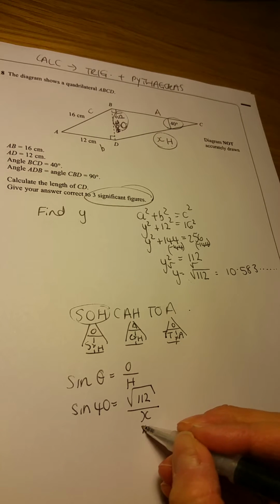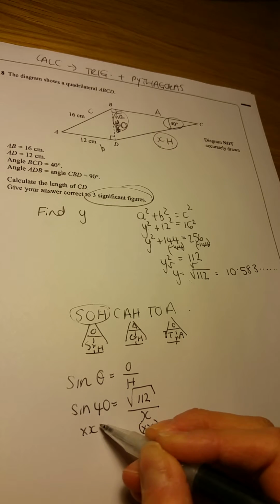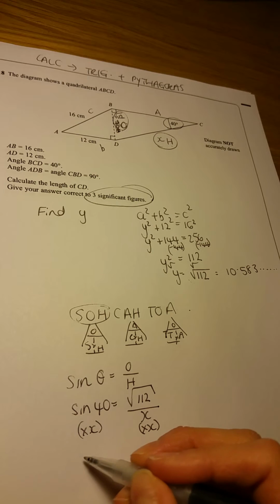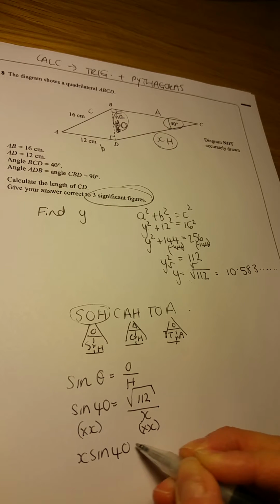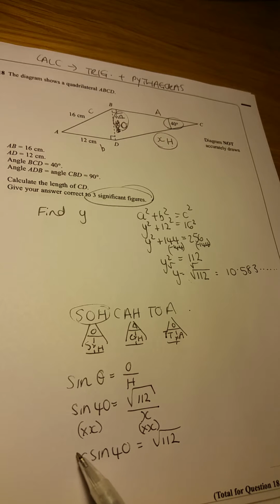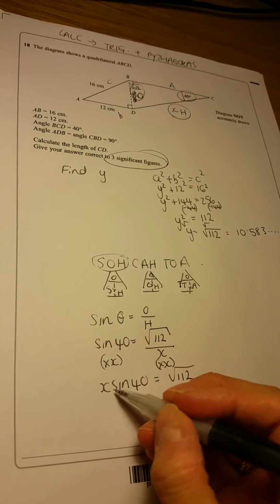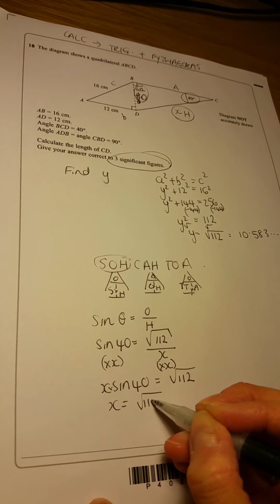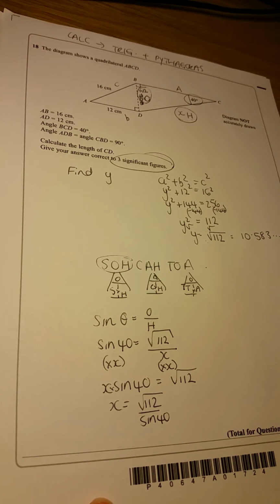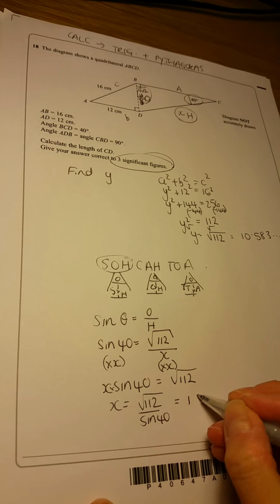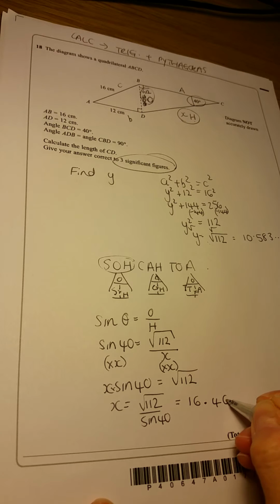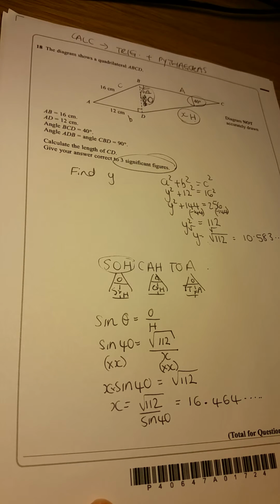I just want x. So, if you're doing this the long way, and I'll show you a quick way in a minute, so that is not an over x, you times both sides by x first. So now you get this. Now the thing that you're trying to find is at the top of a fraction. So I've got x sine 40 is root 112. So now, to find out what my x is, I do root 112 over sine 40. So root 112 is there already. I deleted it. Divided by sine 40, and I get 16.464.